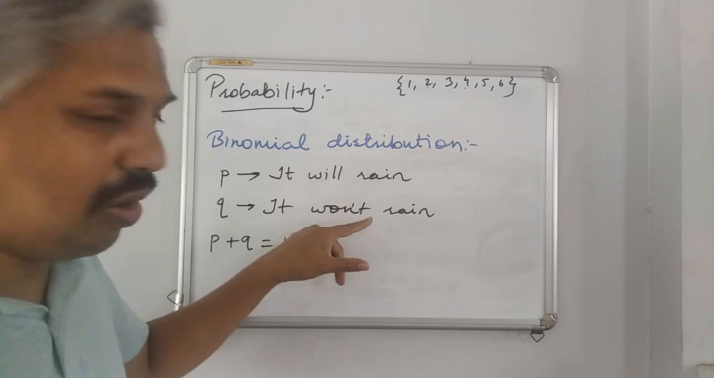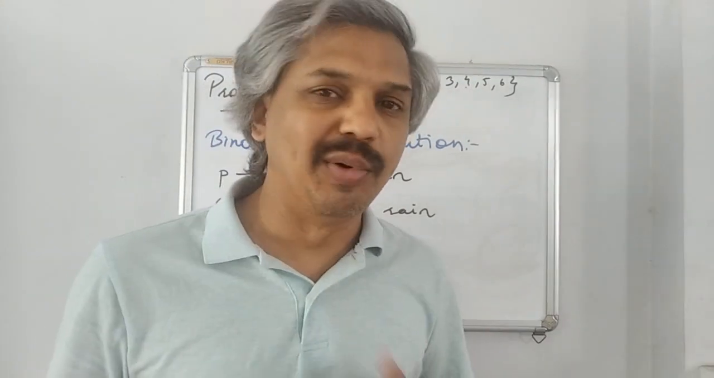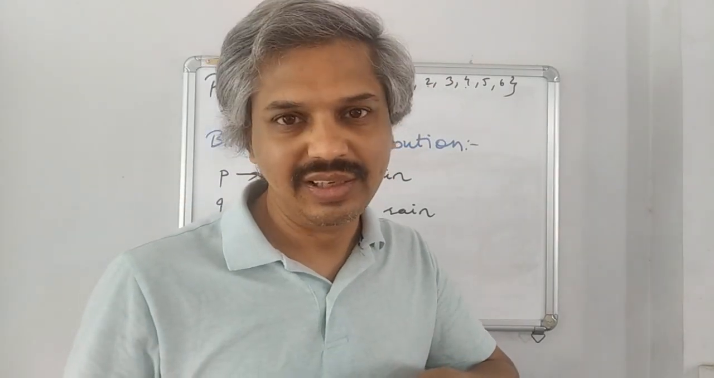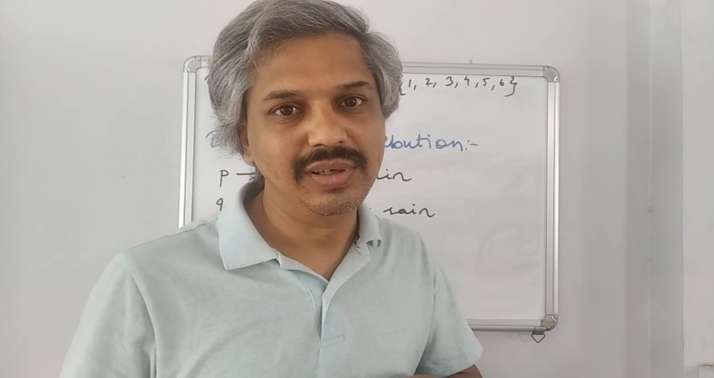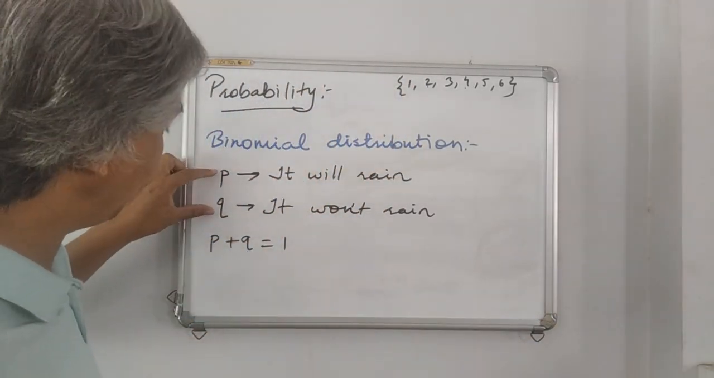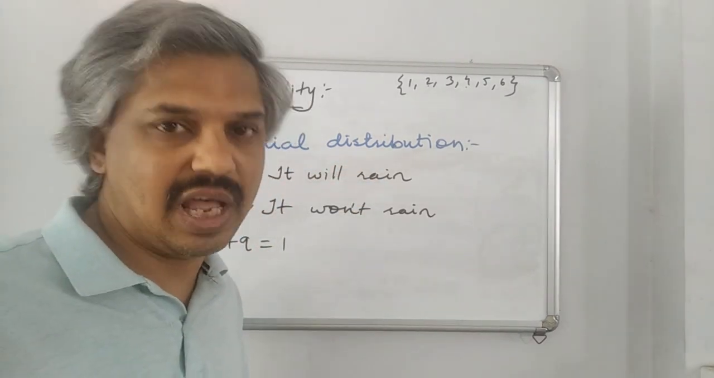And passing and not passing, these are two different possibilities. Beyond that, there is no possibility about examination. Either you will pass the examination or you will not pass the examination. That's it. There is nothing else that can happen. So according to probability, this is what exclusive and exhaustive events are.